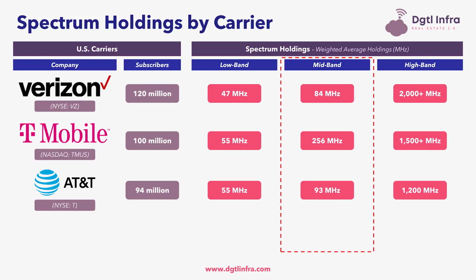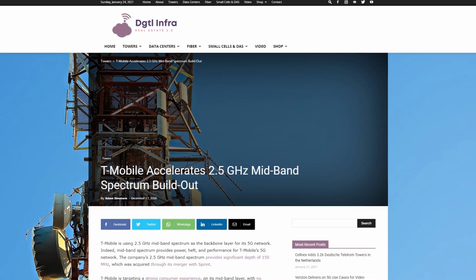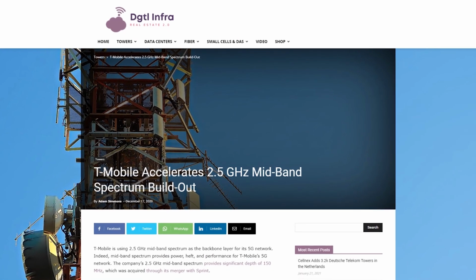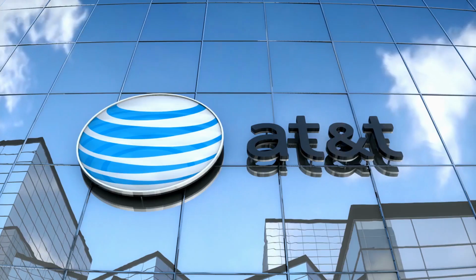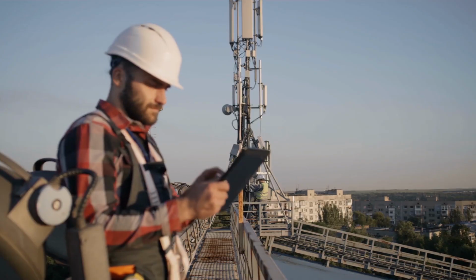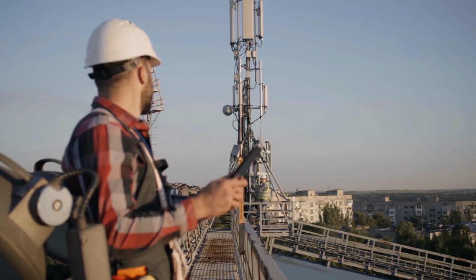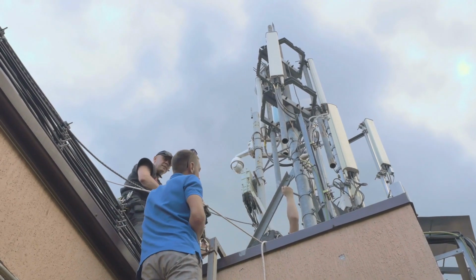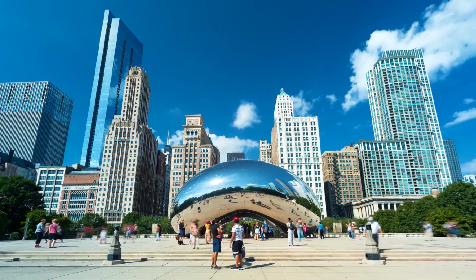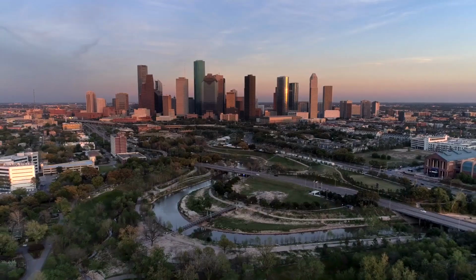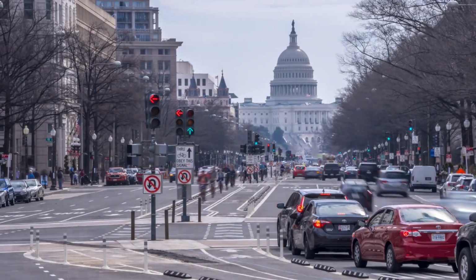T-Mobile currently has over 250 MHz of mid-band spectrum, with 150 MHz of depth, specifically in the 2.5 GHz frequency band. Therefore, the company's need for more spectrum in mid-band is not as acute as Verizon and AT&T's need. Indeed, T-Mobile is already deploying this mid-band 5G spectrum in cities across the United States, including New York City, Philadelphia, Atlanta, Chicago, Dallas, Houston, Los Angeles, and Washington, D.C.